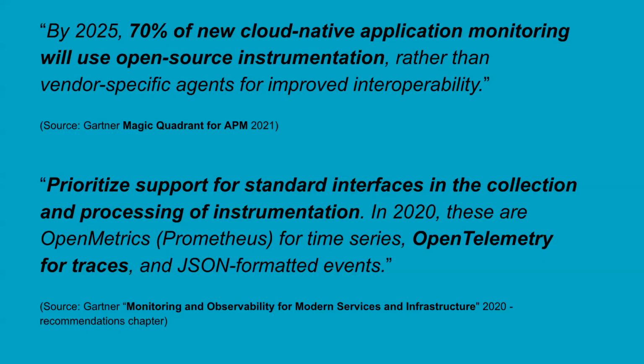Gartner says that by 2025, 70% of new cloud native application monitoring will be using open source based instrumentation rather than vendor specific agents. This is from the Gartner Magic Quadrant for APM 2021. Similarly, Gartner also says to prioritize support for standard interfaces in the collection and processing of instrumentation. So OpenTelemetry for traces, etc., is actually the front runner when it comes to ensuring your applications are always available, easier to troubleshoot, and more reliable.